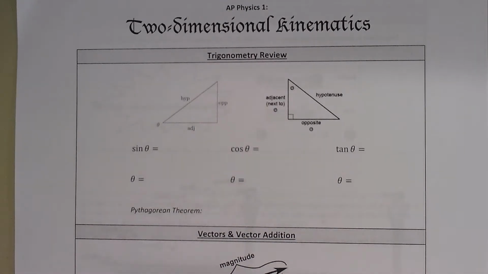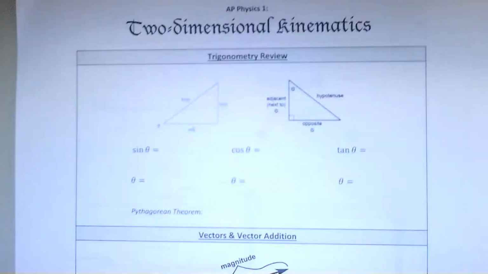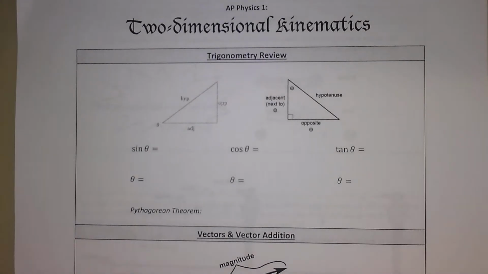Okay, so we're doing two-dimensional kinematics, so it's horizontal and vertical combined. So we do a little trig in this. Let me turn on the light so we have a little better. There we go.